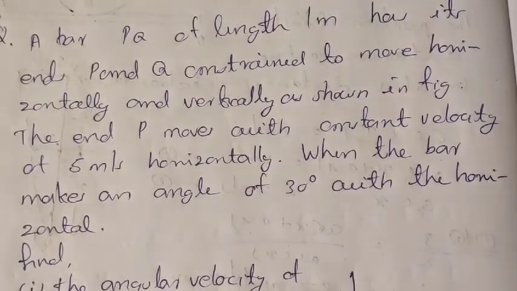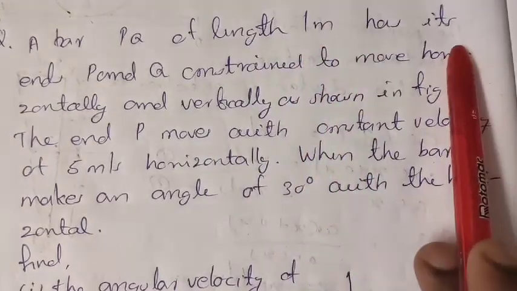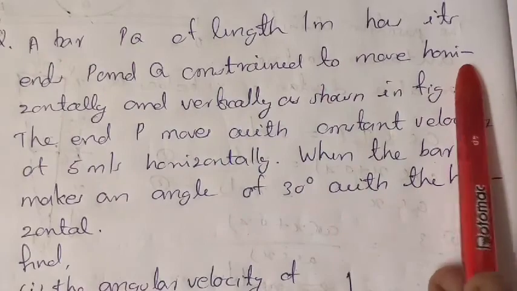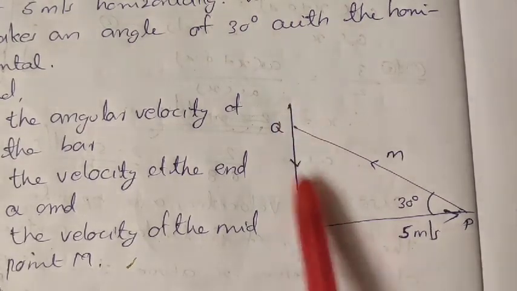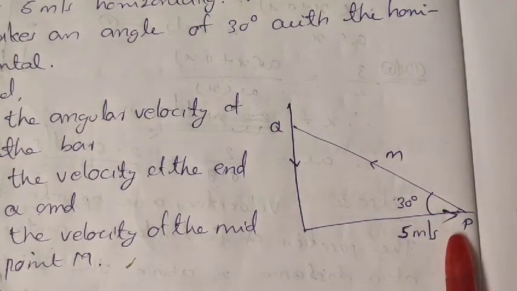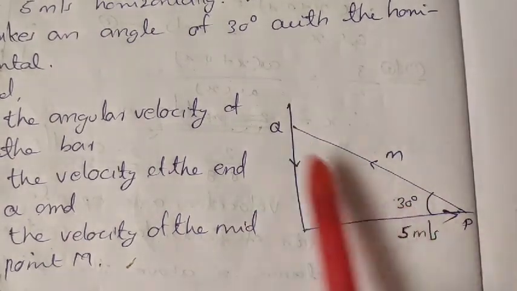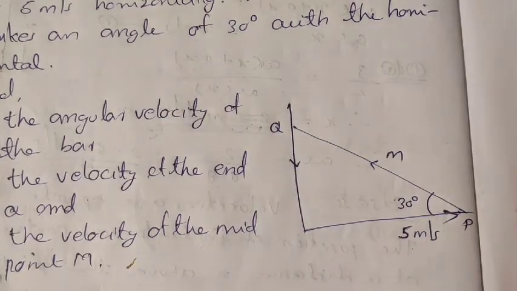The next problem is: a bar PQ of length 1 meter has its ends P and Q constrained to move horizontally and vertically as shown in the figure. This figure is shown here. That is, PQ is the bar of 1 meter length, joined at two points, the endpoints P and Q.